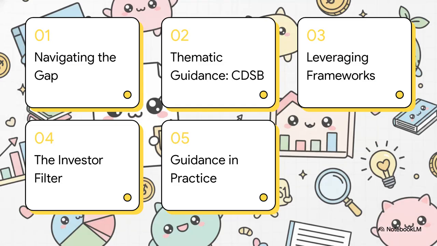So here's what we're going to cover in this explainer. We'll start by talking about how to navigate that guidance gap. Then, we'll get into using specific thematic guidance, like from the CDSB. After that, we'll look at leveraging broader frameworks. Think GRI and ESRS. We'll also cover the absolutely critical investor-focused filter. And to wrap it all up, we'll walk through a real-world example to see how it all works in practice.